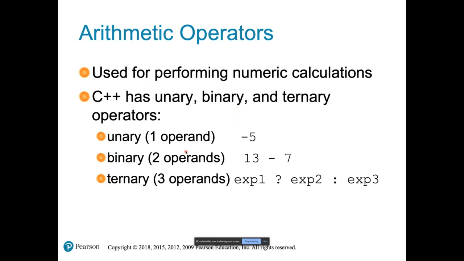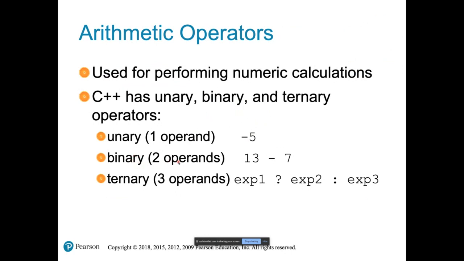Arithmetic operators are used for performing numeric calculations. C++ has unary, binary, and ternary operators. This right here is a unary operator. We'll talk about more unary operators when you use increment and decrement. But there are unary operators, and even including nots. We'll cover those in further chapters.